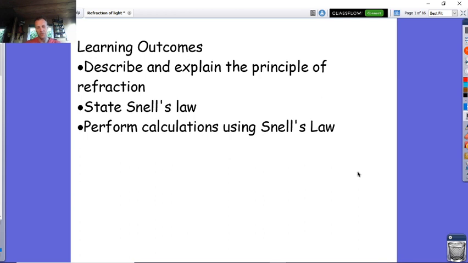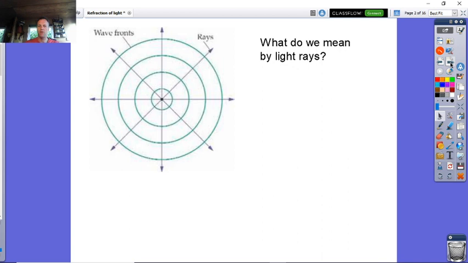Some of this you've met at GCSE and some bits you've not met, but I'm going to presume that you've met nothing, which may be close to the truth in some cases. So what do I mean by light rays?